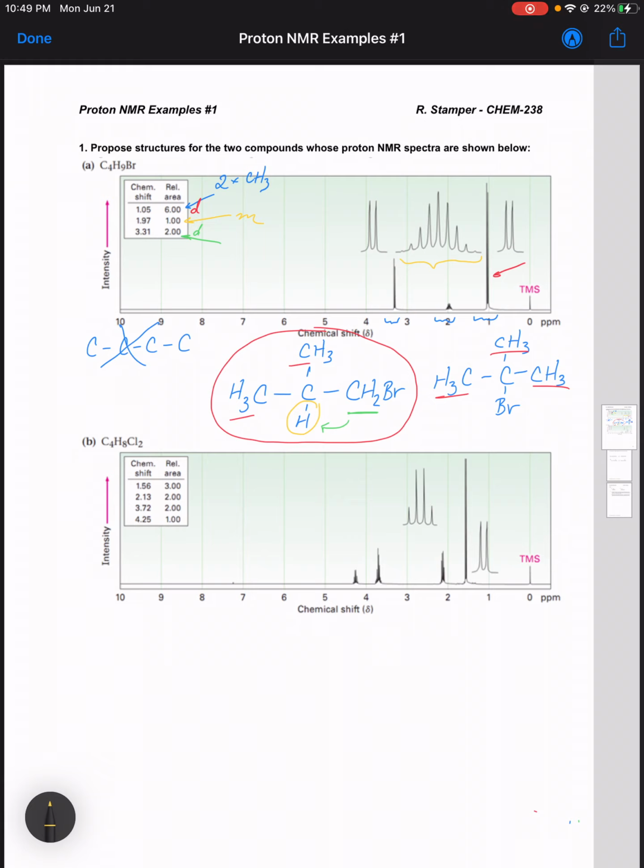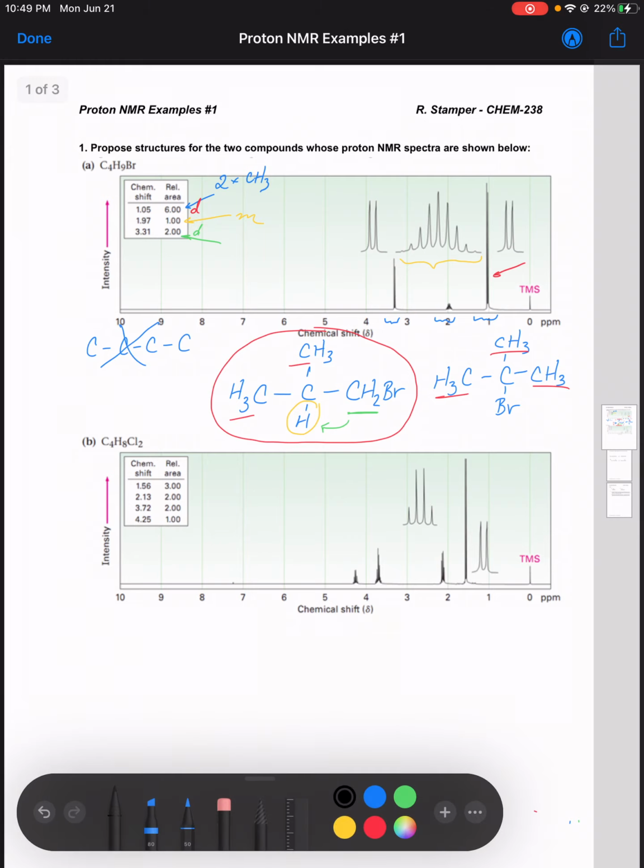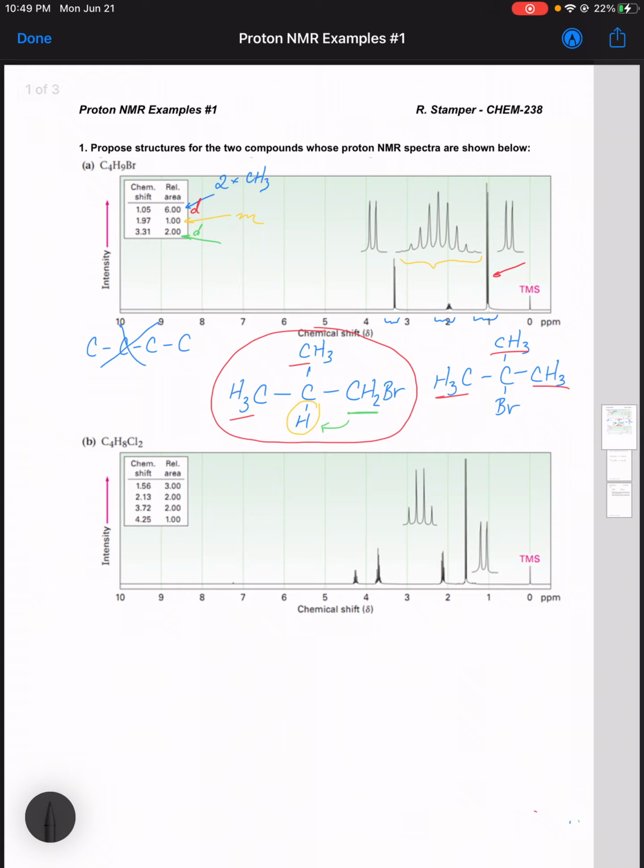C4H8Cl2, again, we don't have any unsaturation, so we know that we're talking about an alkane, or an alkyl halide in this case. We could imagine 1, 2, 3, 4 carbons in a row as a possibility. We have 2 chlorines to place, so things will be a little more interesting, but if we have 4 carbons in a row, we should have 4 distinct signals. And in fact, that is what we see. We've got a signal at 1.5, one at 2.1, one at 3.7, and one at 4.25. So 4 carbons in a row makes sense for us here.